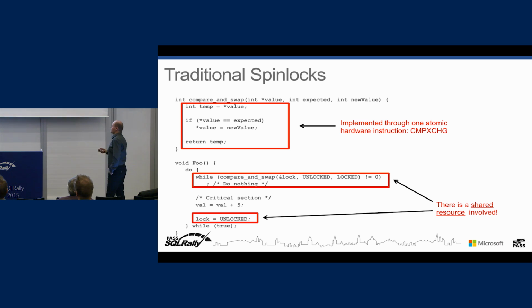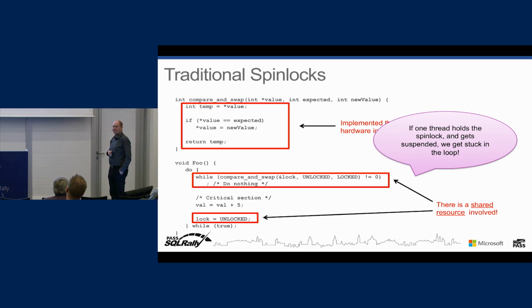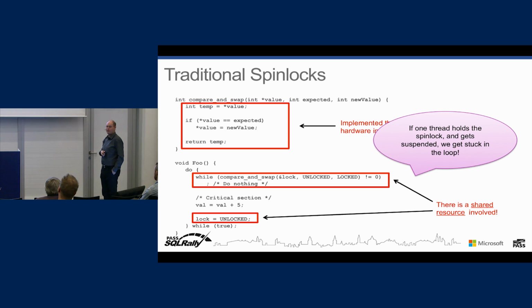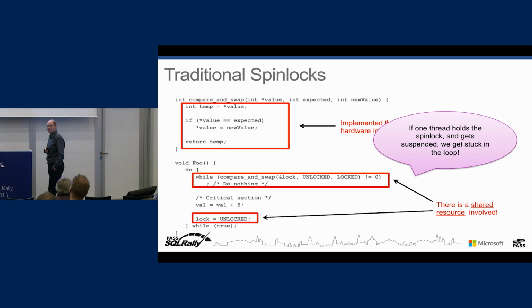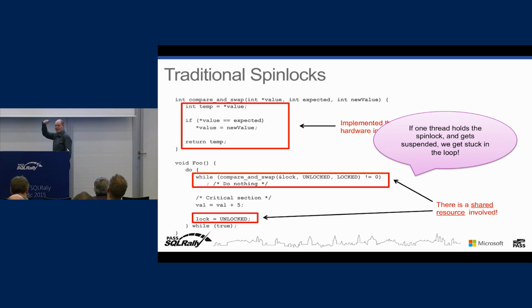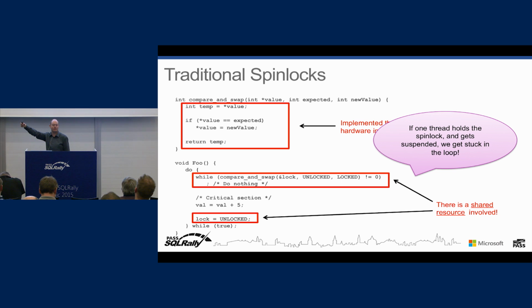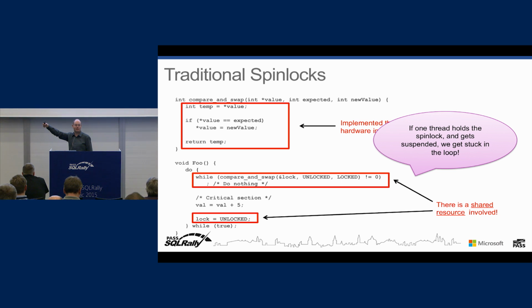The problem is, when you have a thread which acquires that spin lock, and sometimes that thread gets suspended, you have a huge problem, because the other ones are just spinning in that while loop forever. That implementation is not a non-blocking algorithm, because one thread has influence on the thread scheduling of the other ones. Okay? So that's just the traditional way SQL Server internally implements spin locks.